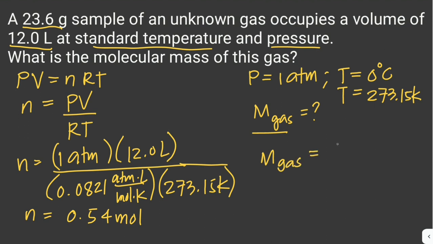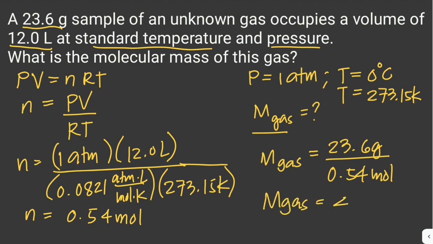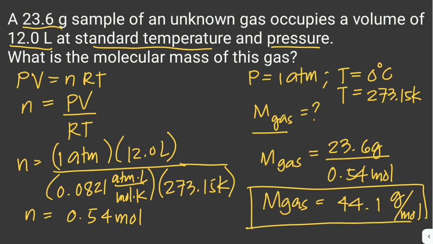And now we can solve for the molar mass, the molecular mass of the gas. That is 23.6 grams divided by 0.54 mole. So the molecular mass of the gas is equal to 44.1 grams per mole. So this is our answer to this problem.